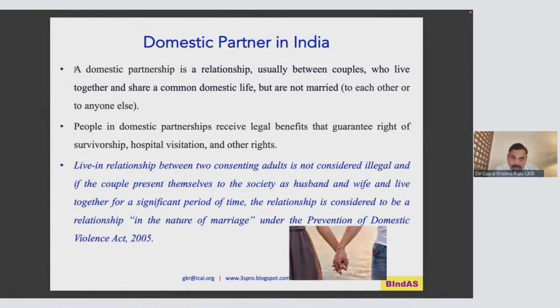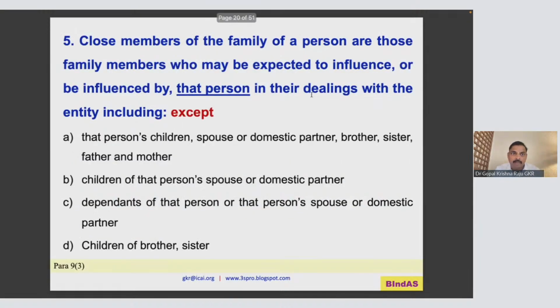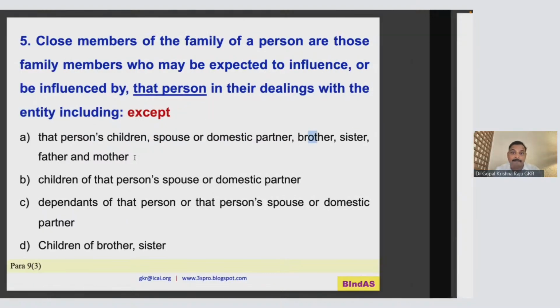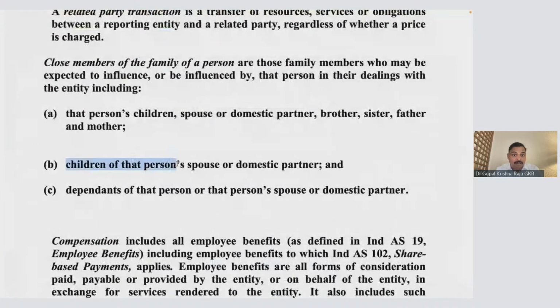Now, this is the generic definition. Nowhere in law do you have a definition for this. A domestic partnership is where couples who live together share a common life but are not married. So now, close members of a family are those family members who may be expected to influence. Who are they? That person's children, spouse, domestic partner, my brother, sister, father, mother. And children of that person's spouse or domestic partner, which is very interesting. The children of that person, my spouse's child is my child only.